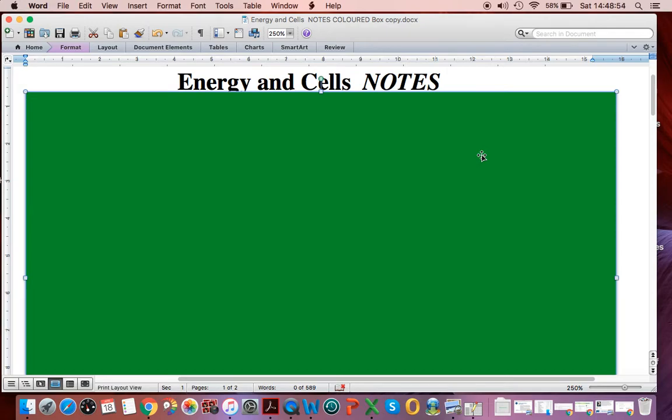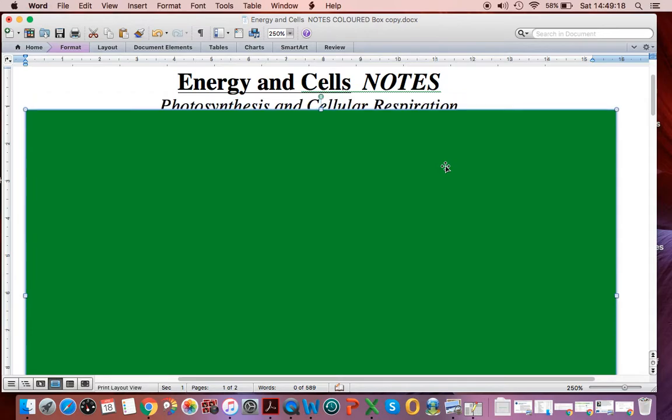Alright, so we have energy and cells, and these are the notes. You were not provided these notes in your booklet, so that's why I've either emailed them or posted them on my site. That way you don't have to copy everything out, but you have to follow along as I go through it. These notes should be confusing to you, because we haven't gone on to talk about chemical equations and balancing and all those things. That starts in Science 9.